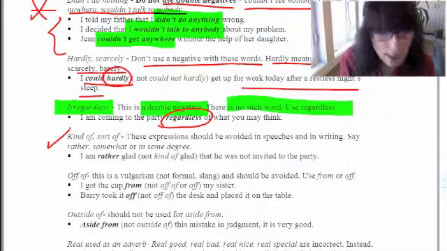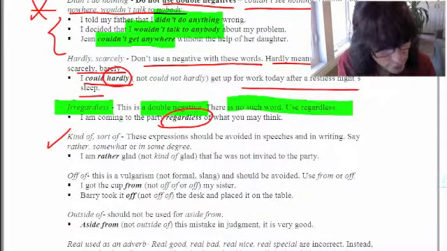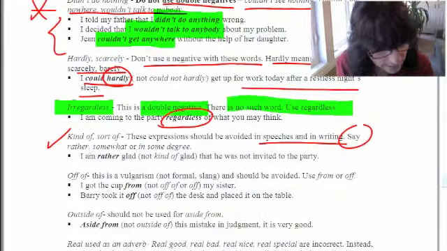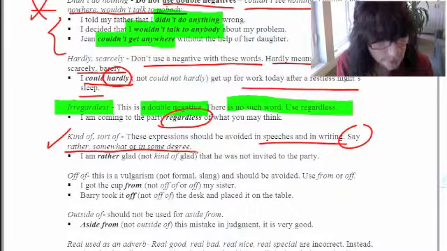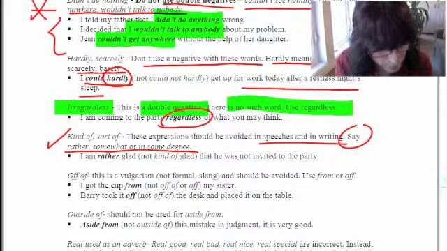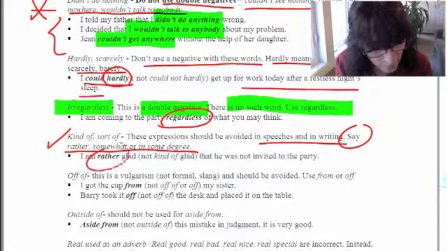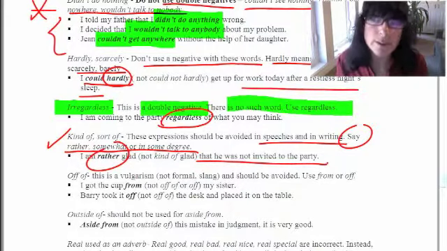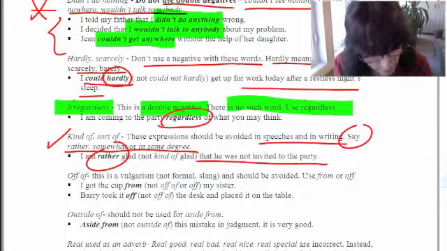Another abusage is kind of and sort of. These expressions should be avoided in speeches and in writing, and it's better to say rather, somewhat, or in some degree. So you wouldn't want to say I was kind of not feeling well, or this is sort of what I mean. You would say in some degree, or this is somewhat, or rather. So you could say, I'm rather glad, not I'm kind of glad, I'm rather glad that he was not invited to the party.